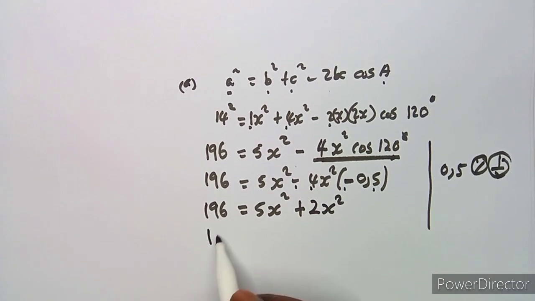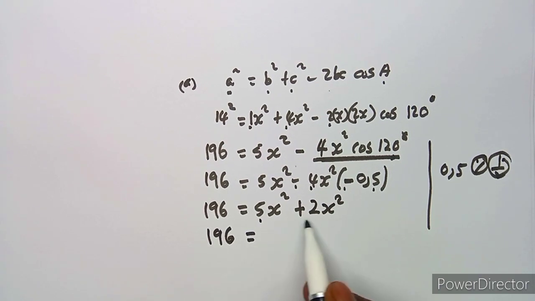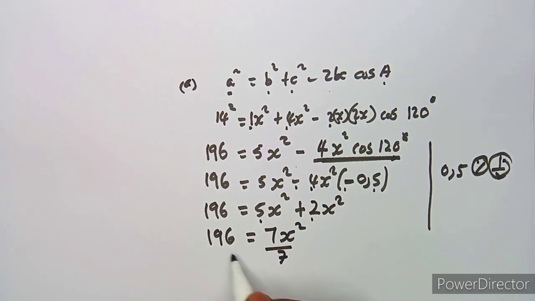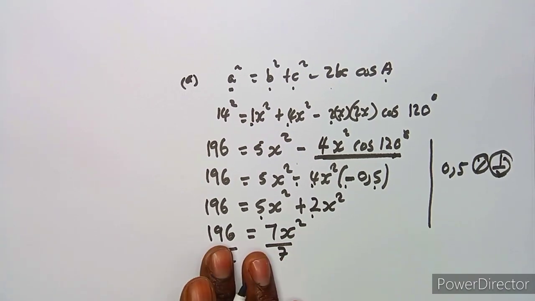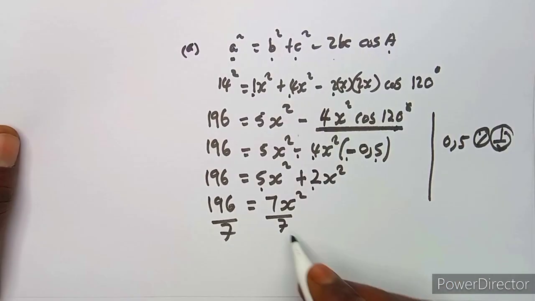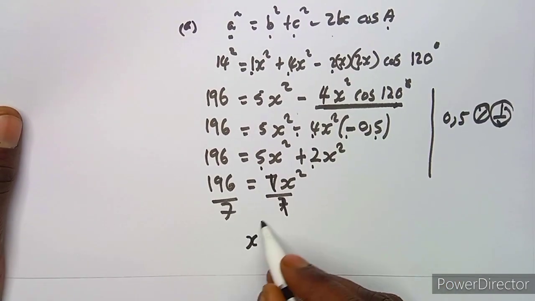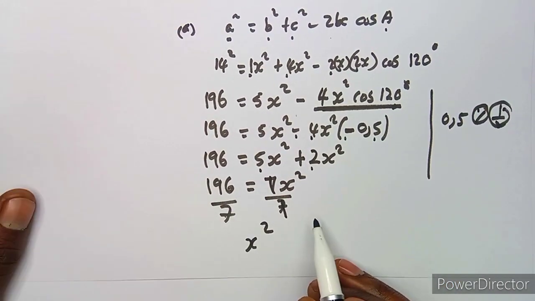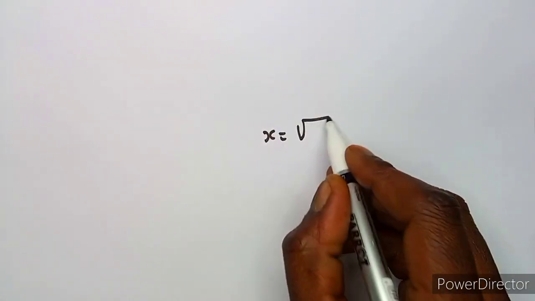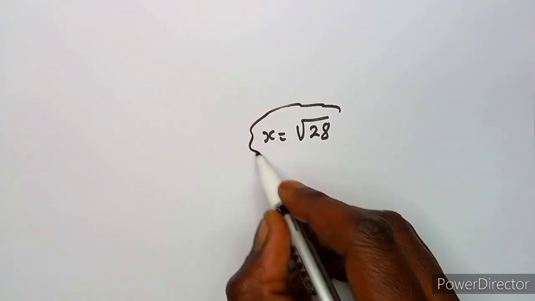So you can add 196 plus 5 plus 2, which is 7x squared, divide by 7. Definitely, remember, I want to calculate the value of x, so I have to divide by 7. So x squared is equal to 196 divided by 7, which is going to give us 28. And we are told to find x, so introduce the square root on both sides. So x is going to be the square root of 28 in surd form.